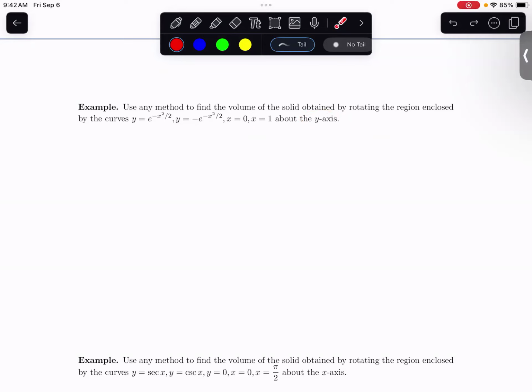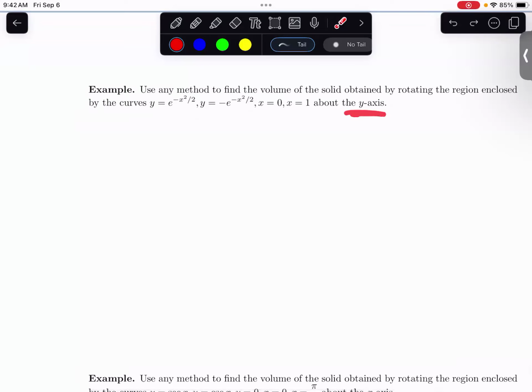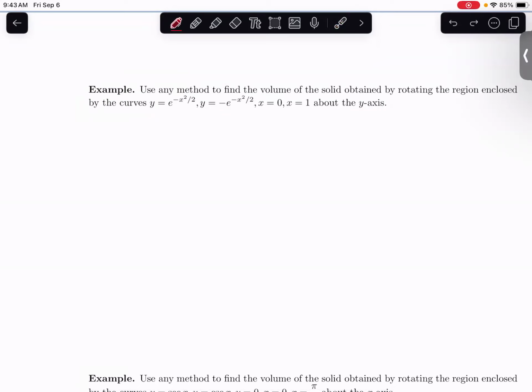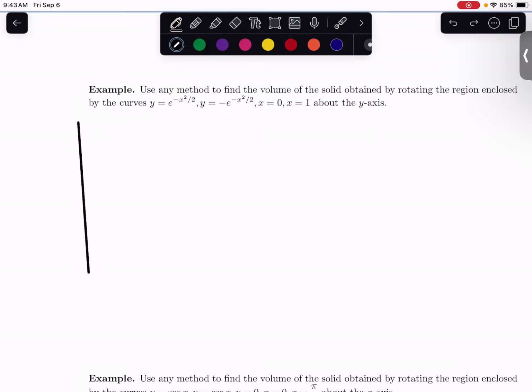If we're rotating about the y-axis, what method are we using? Yeah, we'll be doing the shell method. We have the vertical axis and our functions are in terms of x. If you drew a picture and looked at the cross section, you'll see the cross section would be parallel with the y-axis. For this example, you graph it as you would any other function, even though you have exponential functions, which maybe makes it look scarier than it actually is.